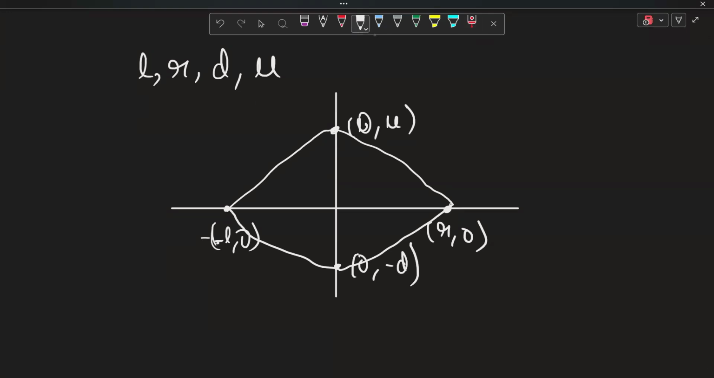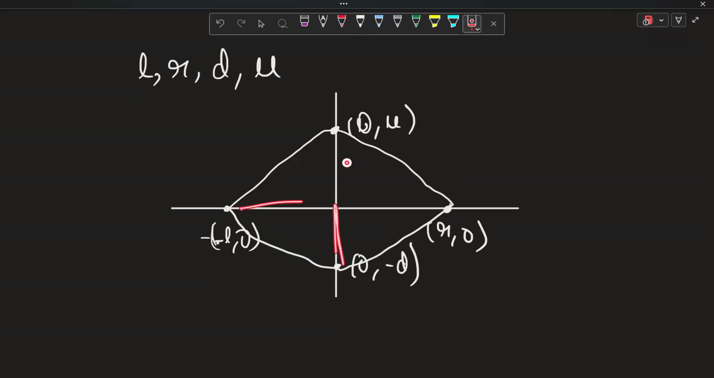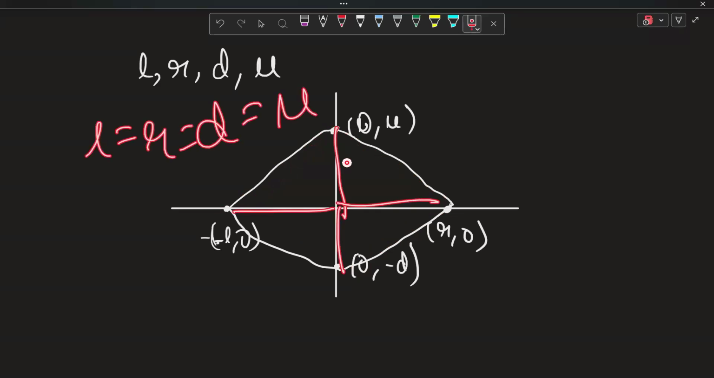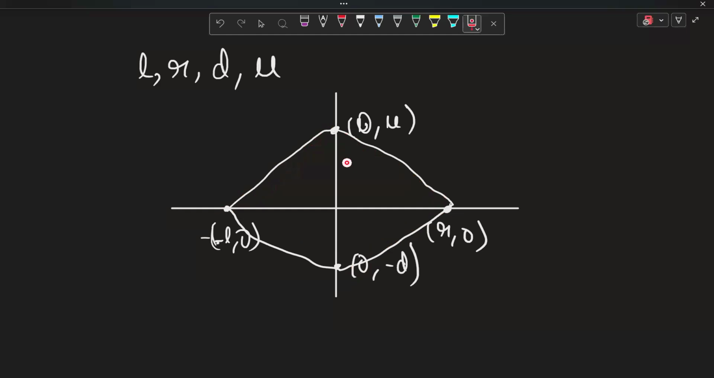Just by looking, you can say when this figure would be a square. Obviously, when all 4 of these distances are equal, then only it could be a square. For it to be a square, this length should be equal to this length, equal to this length, equal to this length, and all angles should be 90 degrees. So it would only be possible when all of these 4 lengths are equal, that is, L is equal to R, equal to D, equal to U. That's the main condition.